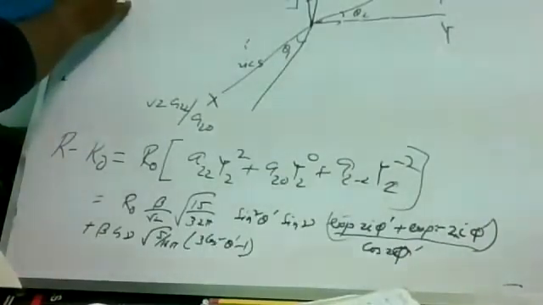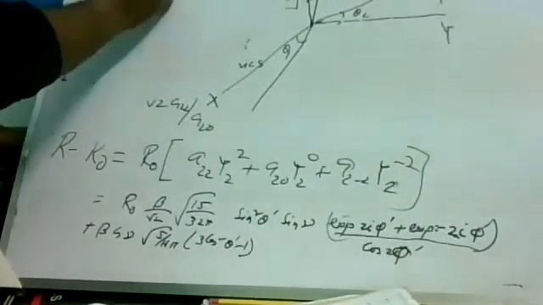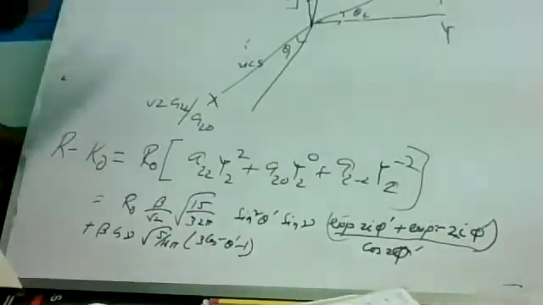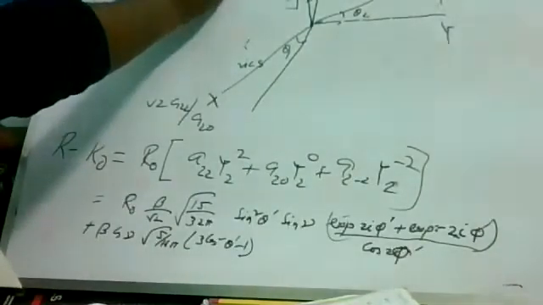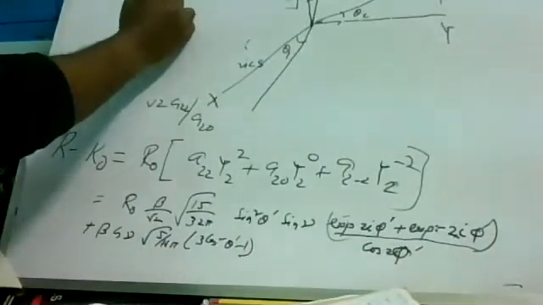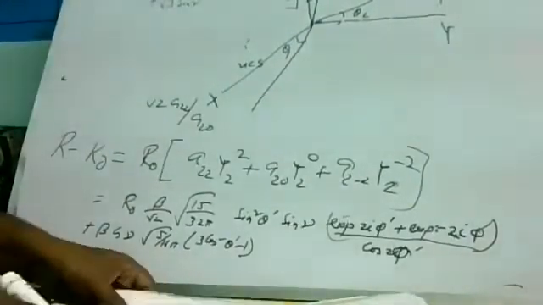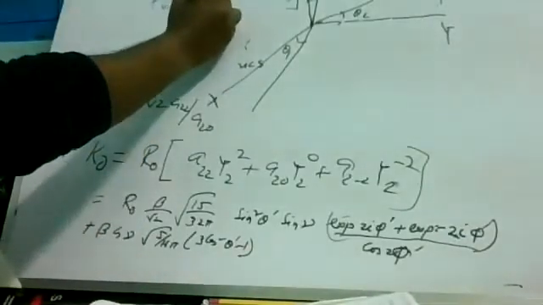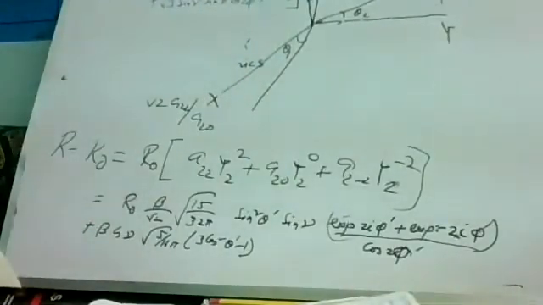R minus R0 will be equal to R0 beta root over 5 by 16 pi cos gamma into 3 cos square theta dash minus 1 plus root 3 sine gamma sine square theta dash cos 2 phi dash. So this is the term R minus R0.